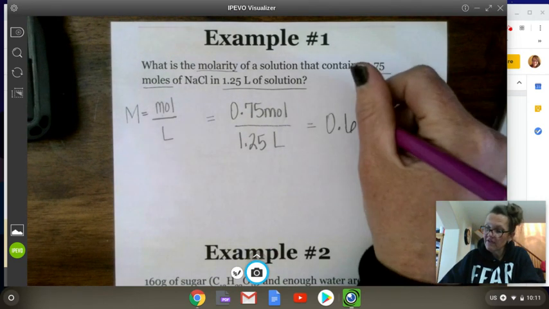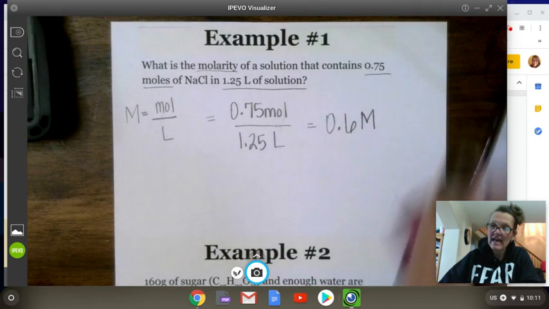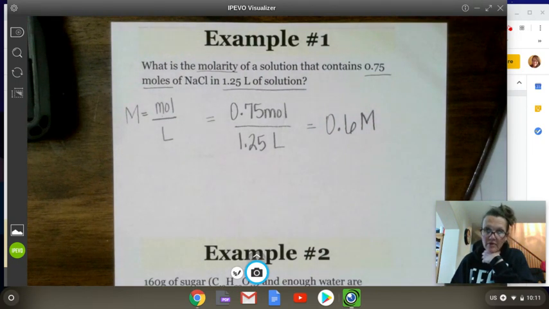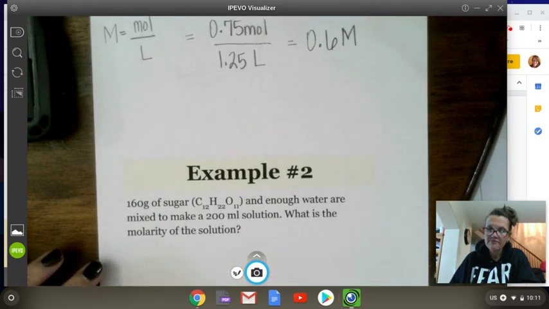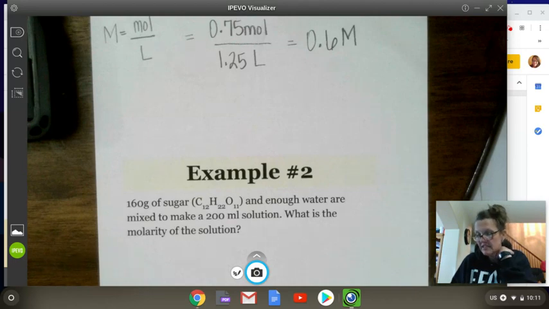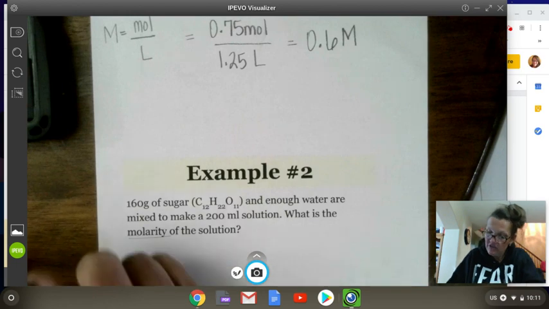The unit for molarity is a capital M. Capital M is what we will use to represent molarity. Okay, pretty straightforward. All right, let's look at the next question. It says that there's 160 grams of sugar and enough water that is mixed together in a 200 milliliter solution. So what is the molarity of the solution?